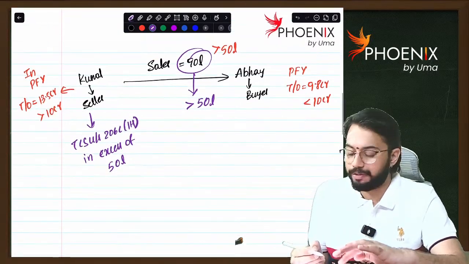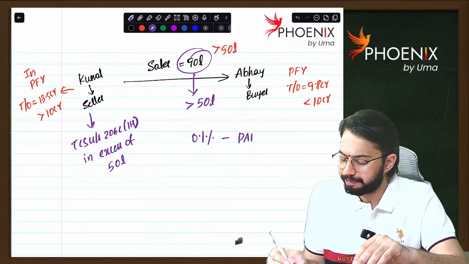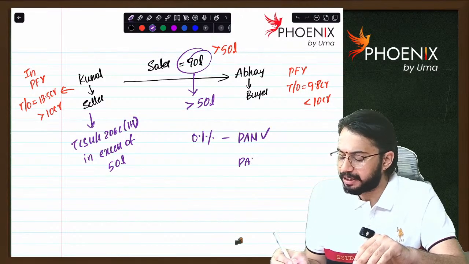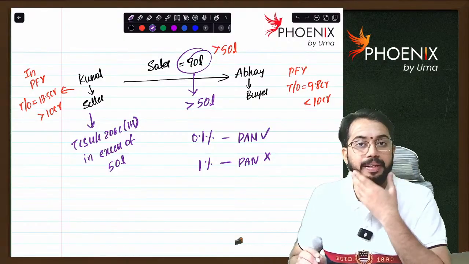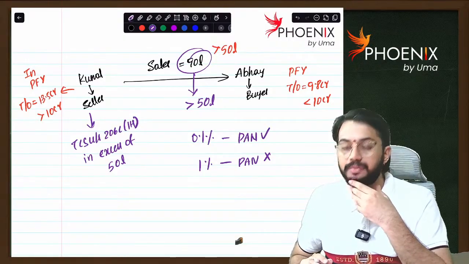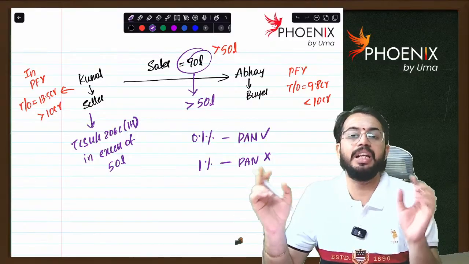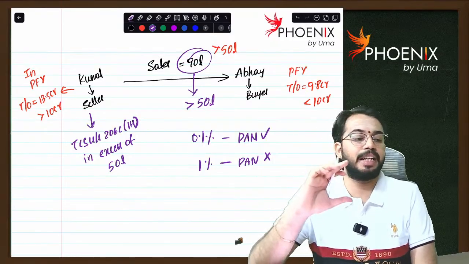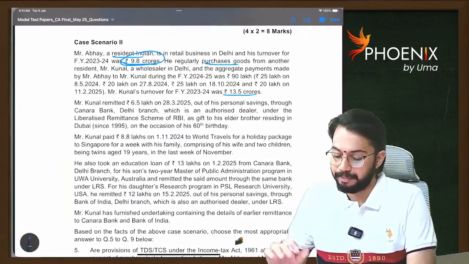What is the rate of TCS? 0.1% if PAN is given. If PAN is not given, then the rate of TCS will be 1%. Correct? And TCS will be collected not on the entire transaction. TCS will be collected on the transaction amount in excess of 50 lakh rupees. Are you able to understand?